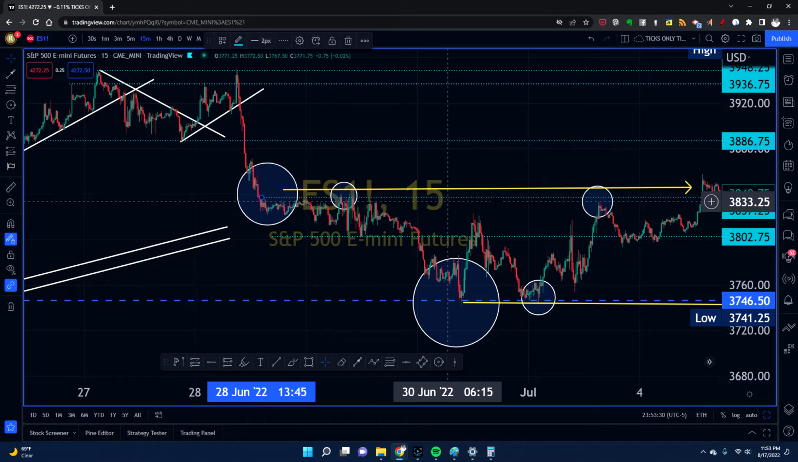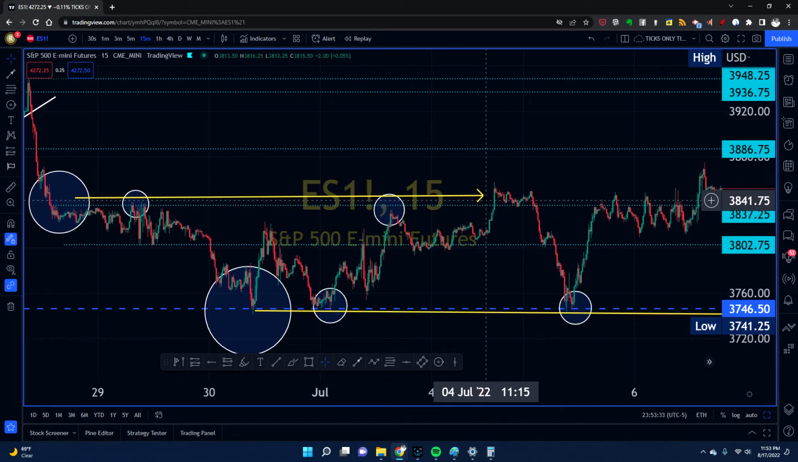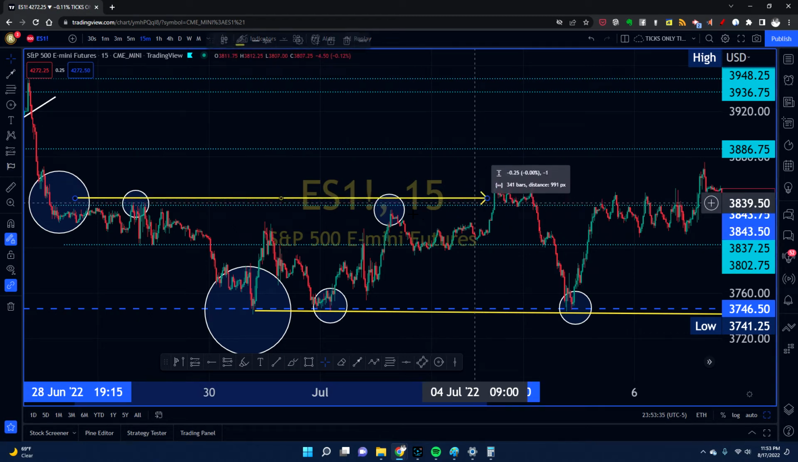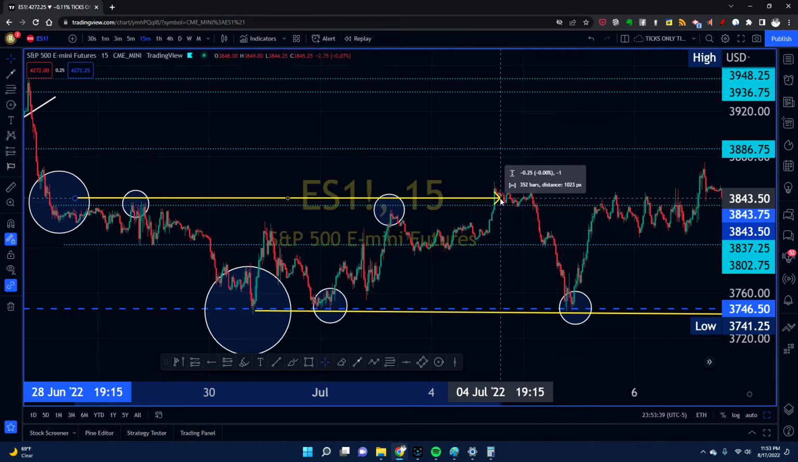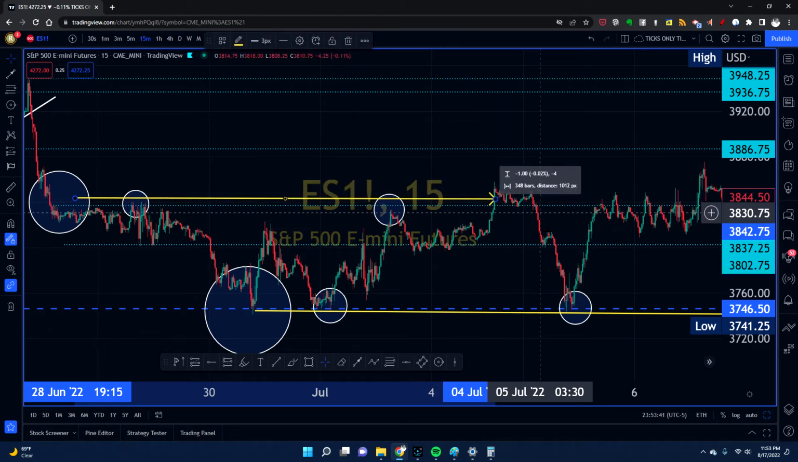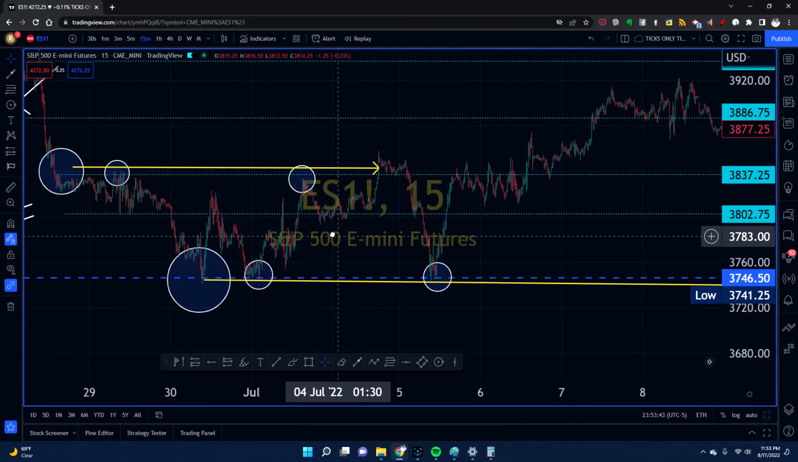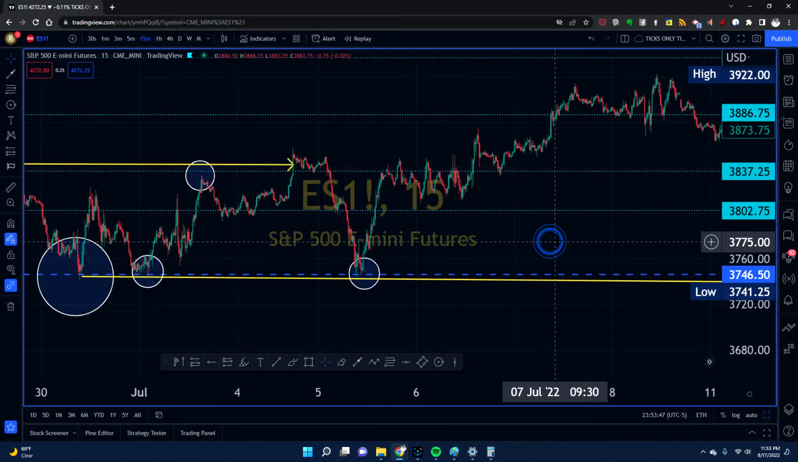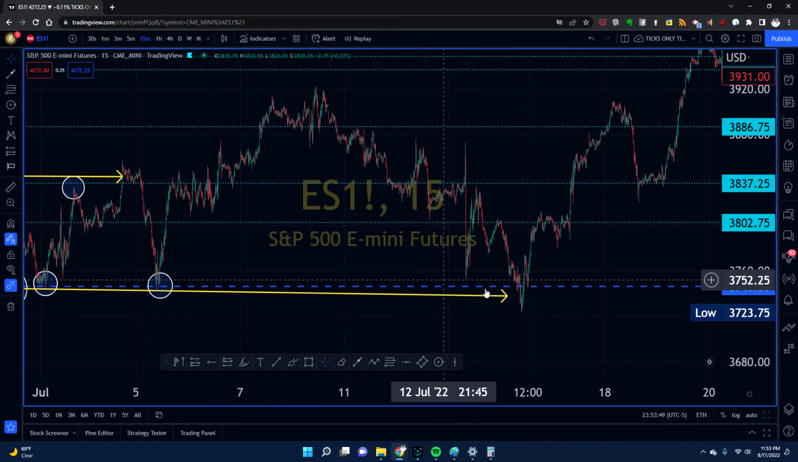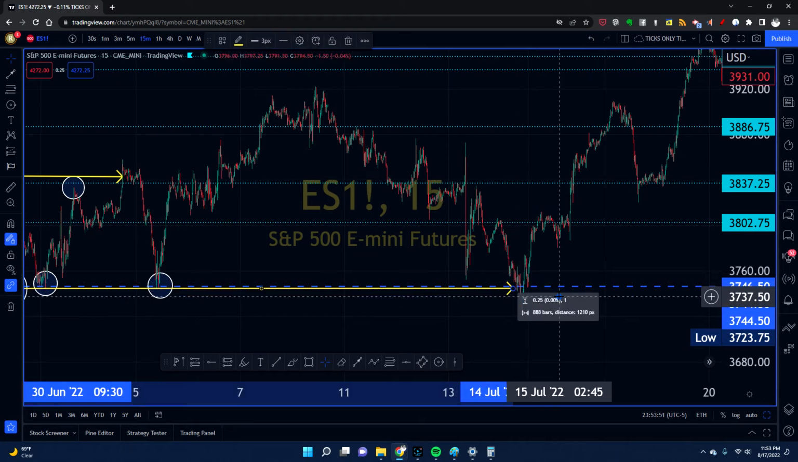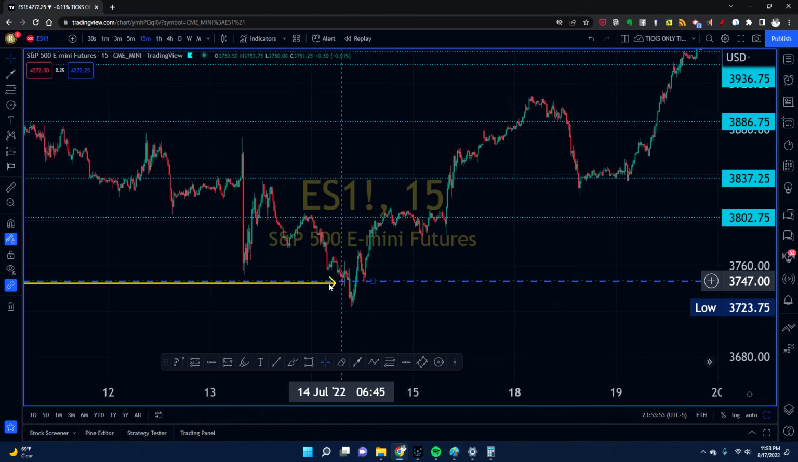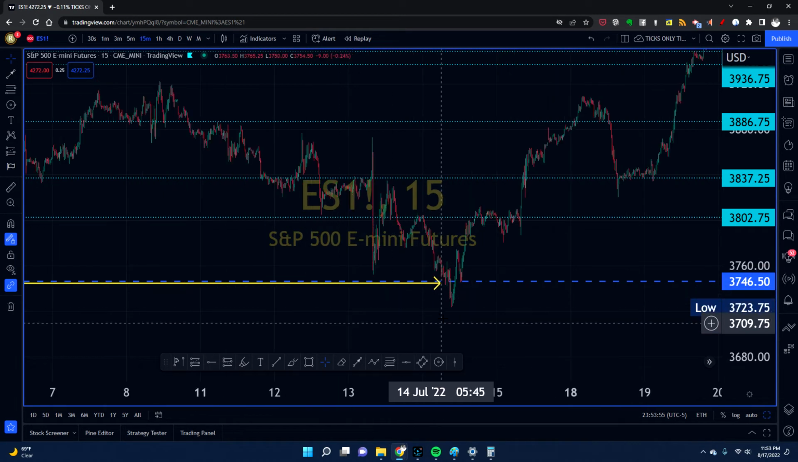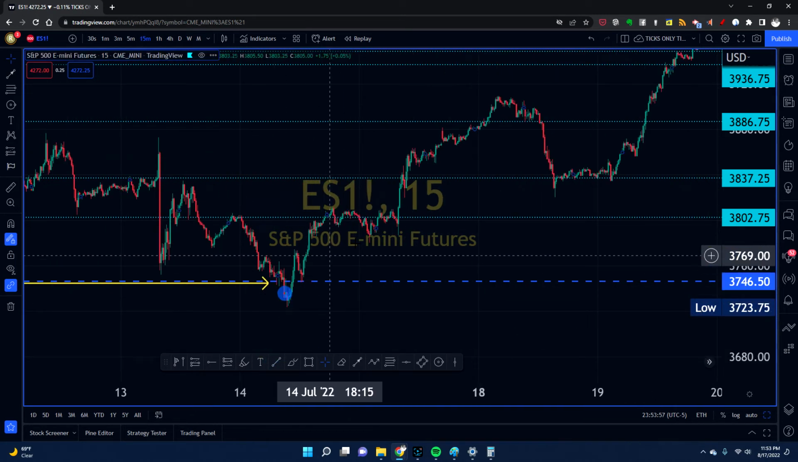1 touch, 2 touch, 3 touch. Right here, looking at this blue line. Breakout, take liquidity. Boom, down here. What they do here: 1 touch, 2 touch, 3 touch. Boom, took liquidity again. Took your orders to initiate the move up.